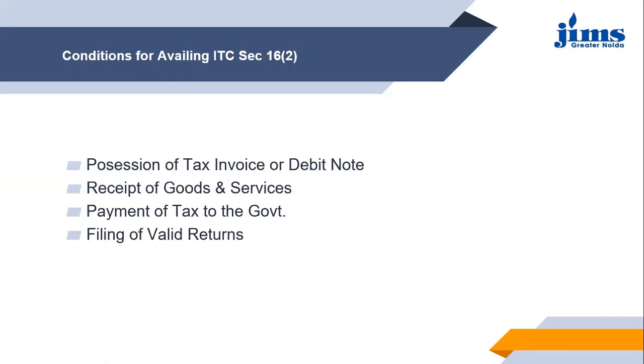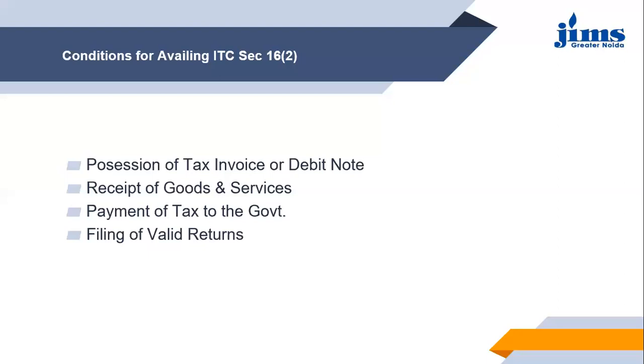You know very well, under payment of taxes, we have already studied this, that the payment of tax can be done in two ways. Either it can be paid through the cash ledger or it can be paid through the credit ledger. So maybe you pay cash for that, or you are paying through the credit ledger. So payment of tax is mandatory if you want to have the ITC.